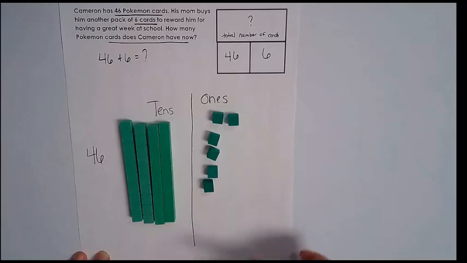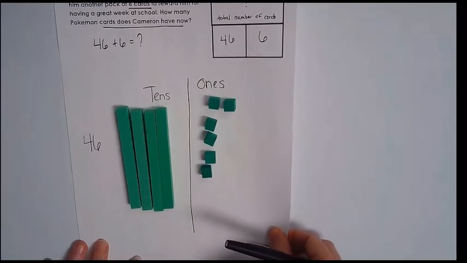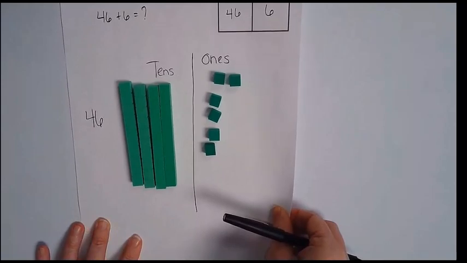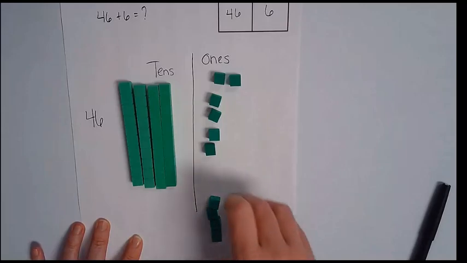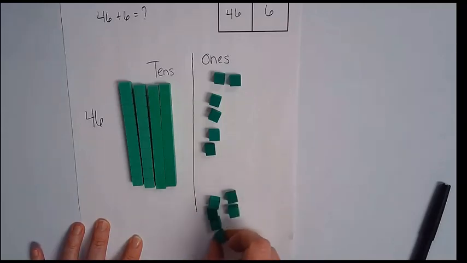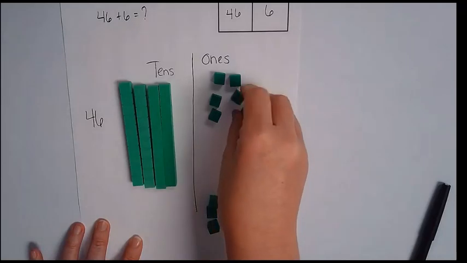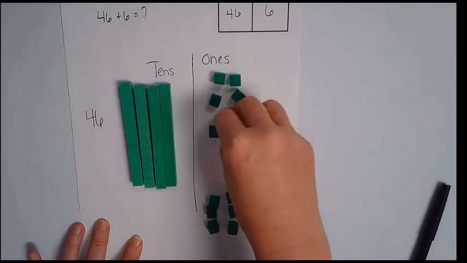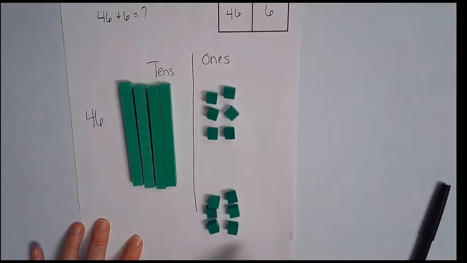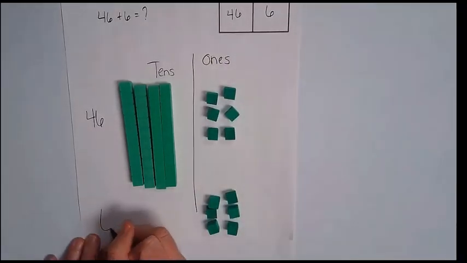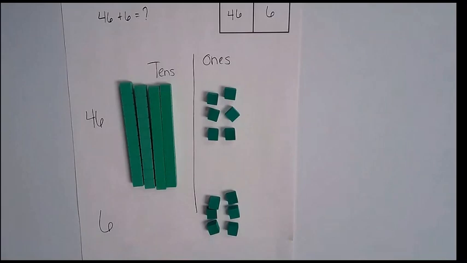Then I know that his mom gave him 6 more cards. 6 would be represented by 6 1s. 1, 2, 3, 4, 5, 6. Double them up so that we save some space for our camera. Okay, so this represents the 6 cards that Cameron's mom gave him.